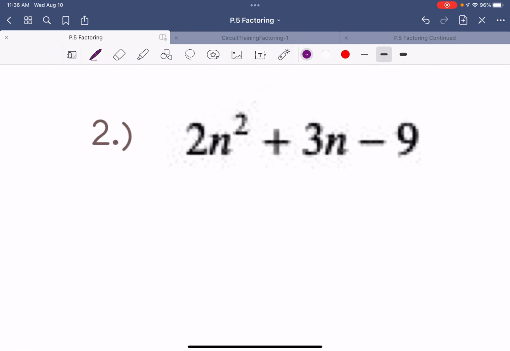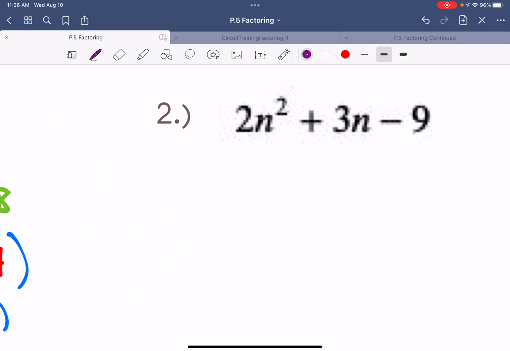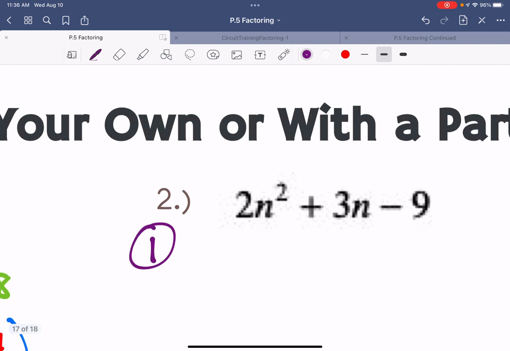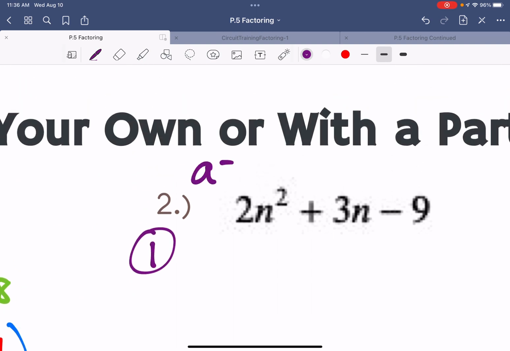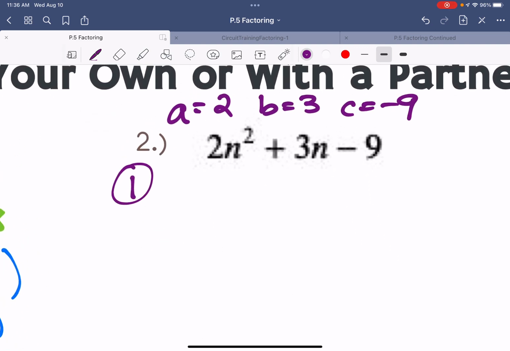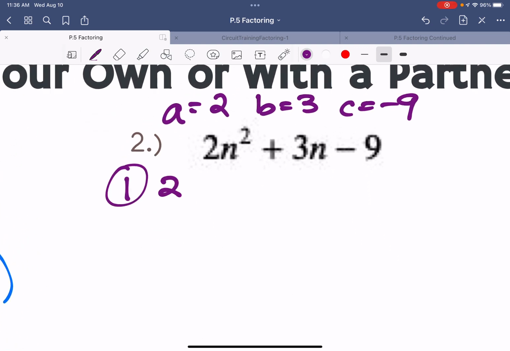All right, let's check this one out. Step 1 is multiply A times C. I'm going to go ahead and write it. Again, this is not something you have to write, but if it helps you, don't be scared to do it. It takes 2 seconds. It's always better safe than sorry. So A is 2, C is negative 9. So I get negative 18.